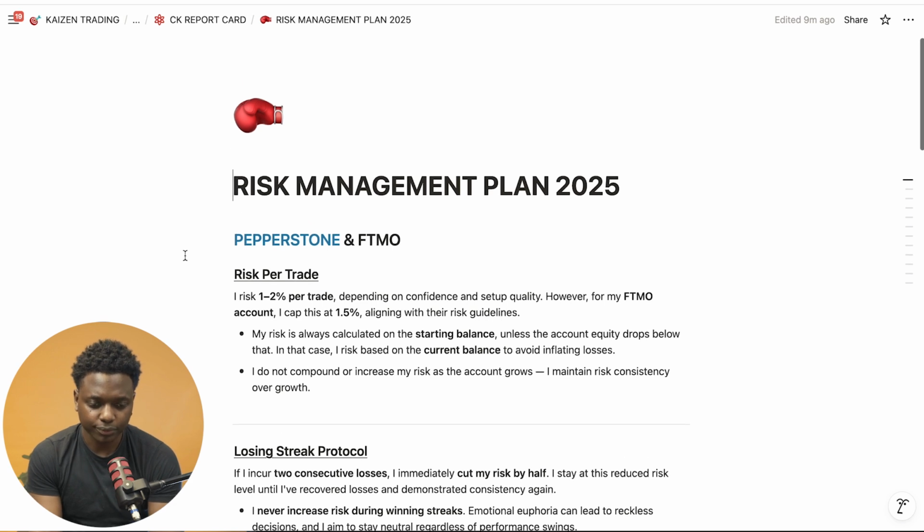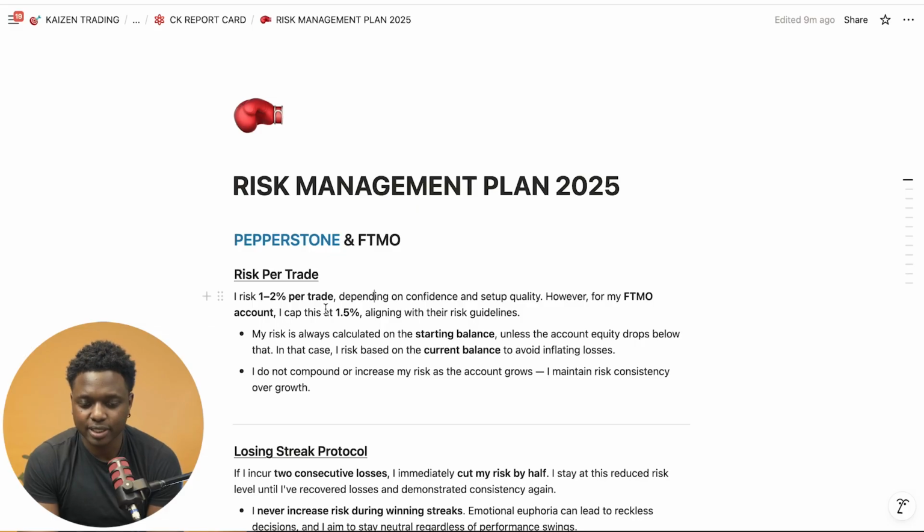So first off is my risk per trade. Okay. I risk 1 to 2% per trade, depending on confidence and setup quality. Okay. Confidence and setup quality. Now, I can't say I focus too much on confidence. All the time when you're about to take a trade, most of the time, you're normally confident about this trade. So I don't rely on my emotions to determine what is the risk I'm going to take. It depends on the setup. I don't have a big range in terms of risk management changes, okay? So it's quite a small gap.